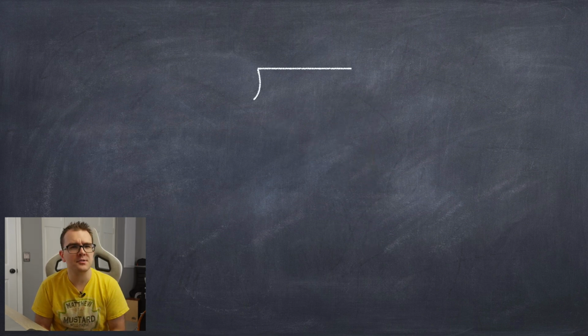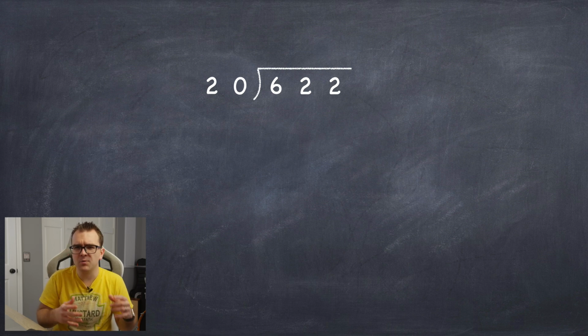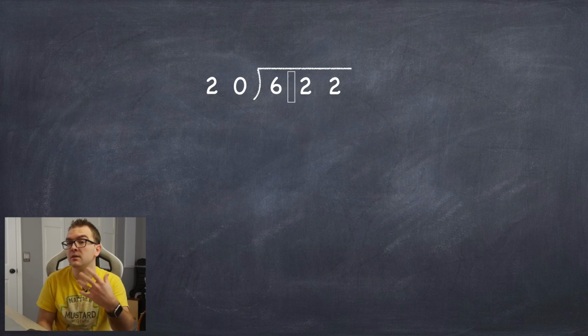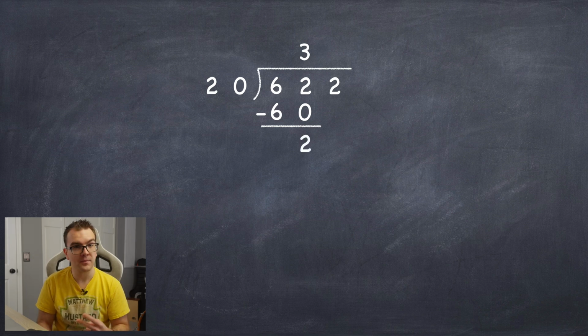But what if we had a remainder? Like take 622 divided by 20, for example. If we start thinking about the steps, we know 62 cannot be divided by 20 evenly, right? So here's what we do. We want to get as close to 62 as possible without going over 62. So 3 times 20 equals 60, right? So 62 minus 60 is 2. And then still continue to do the steps in division.